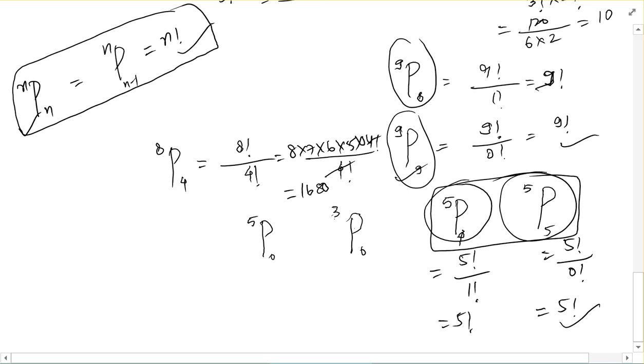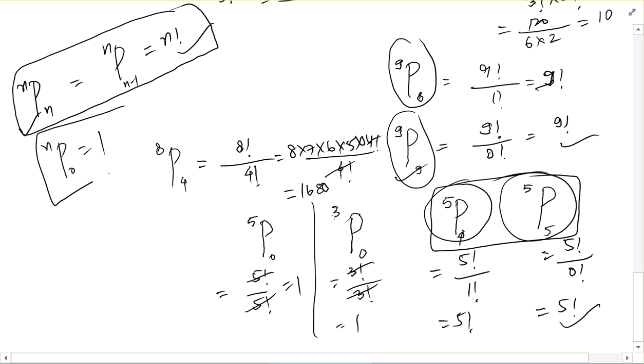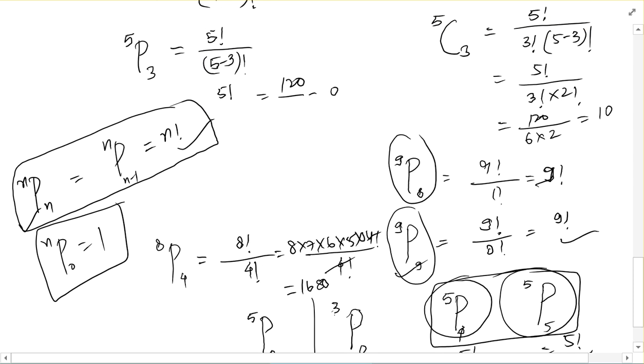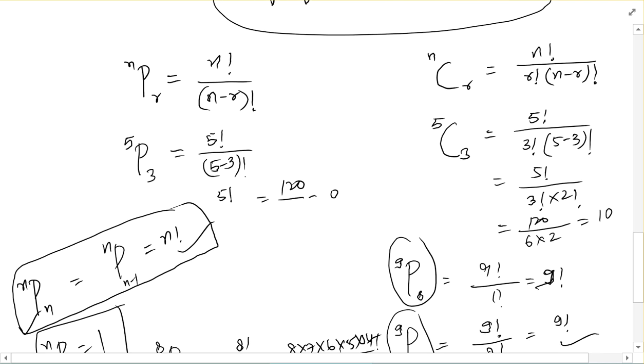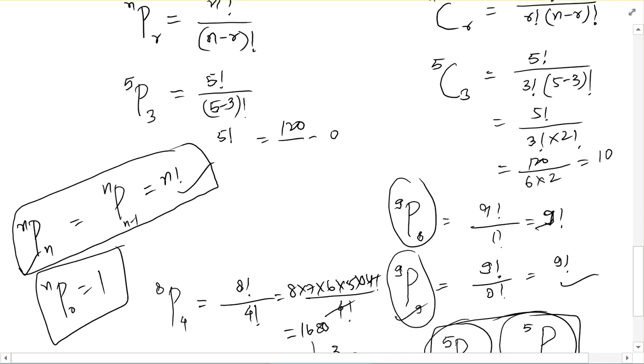Now 5p0. 5p0 is 5 factorial by 5 minus 0, that is 5 factorial. 5 factorial by 5 factorial, that is 1. Again 3p0, 3 factorial by 3 minus 0, that is 3 factorial. 3 by 3, that is 1. So nP0 is always 1, we can say that. Okay. So here we got a few formulas, and we learned how to calculate nPr.